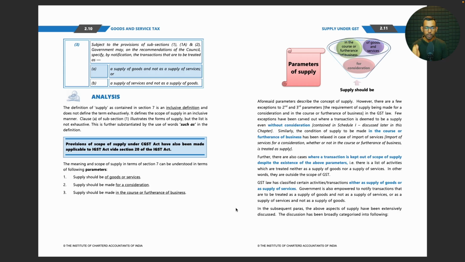Next, subsection 3. Subject to the provisions of subsection 1, 1A and 2, government may, on the recommendations of the council, by notification. So section 7 subsection 3 is like a notification. It's like an allowance thing. Government can, by notification, treat supply as goods and not as service, or supply as service and not as goods. So this is like an extension of Schedule 2. Schedule 2 already contains specific, predefined things, but this subsection says that government can also, by new notification, give you new amendments and decide whether they are supply of goods or supply of services.